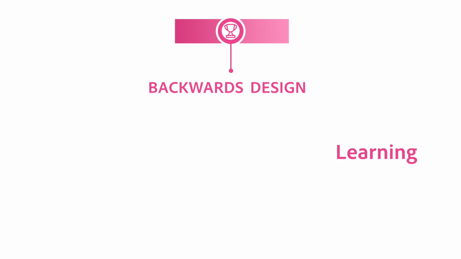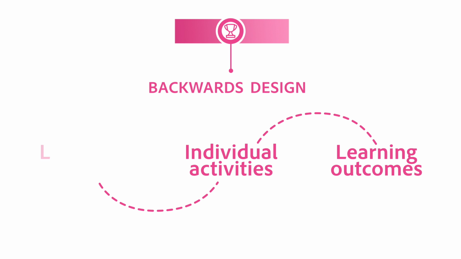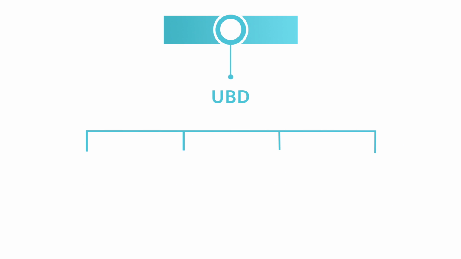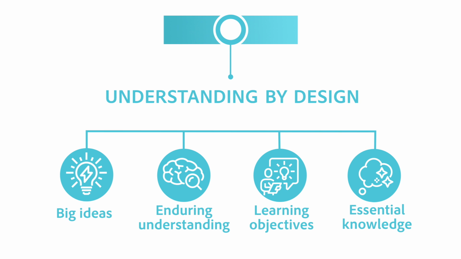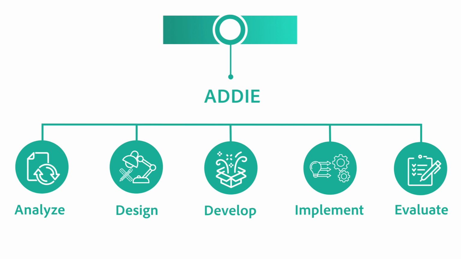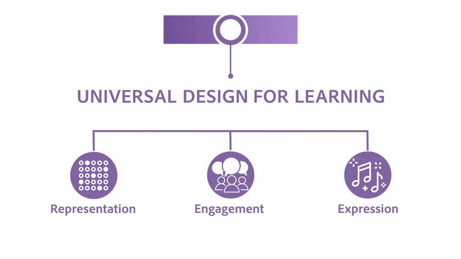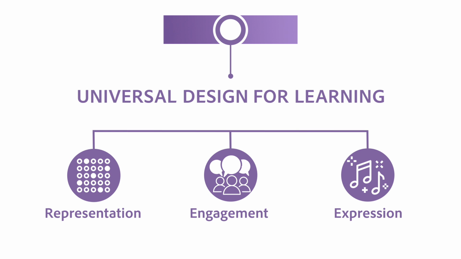Backwards design means starting with learning outcomes and designing backwards to individual activities, lessons, or content where students can demonstrate their knowledge. This principle is at the heart of approaches like Understanding by Design, ADDIE, which sequence the instructional design and learning process with the end result in mind, and Universal Design for Learning, which encourages instructors to start with the why of learning first, through the lens of representation, engagement, and expression.